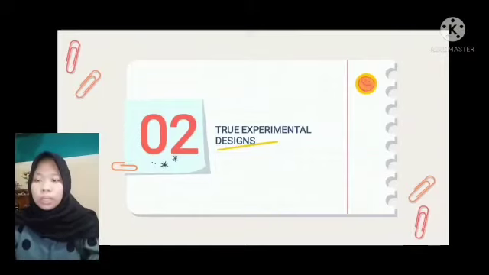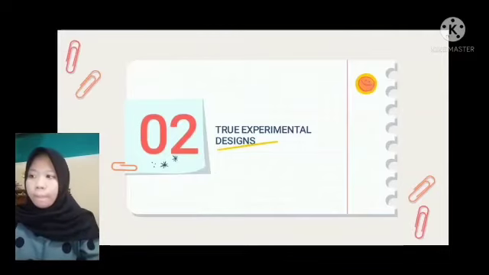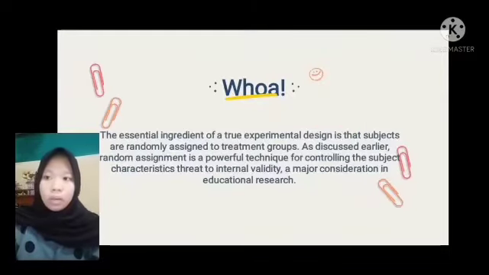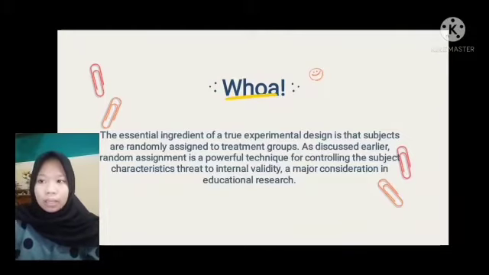Then we go to the next chapter, that is true experimental design. So what is the definition of that design? The essential ingredient of a true experimental design is that subjects are randomly assigned to groups, and then a treatment is applied based on the groups.